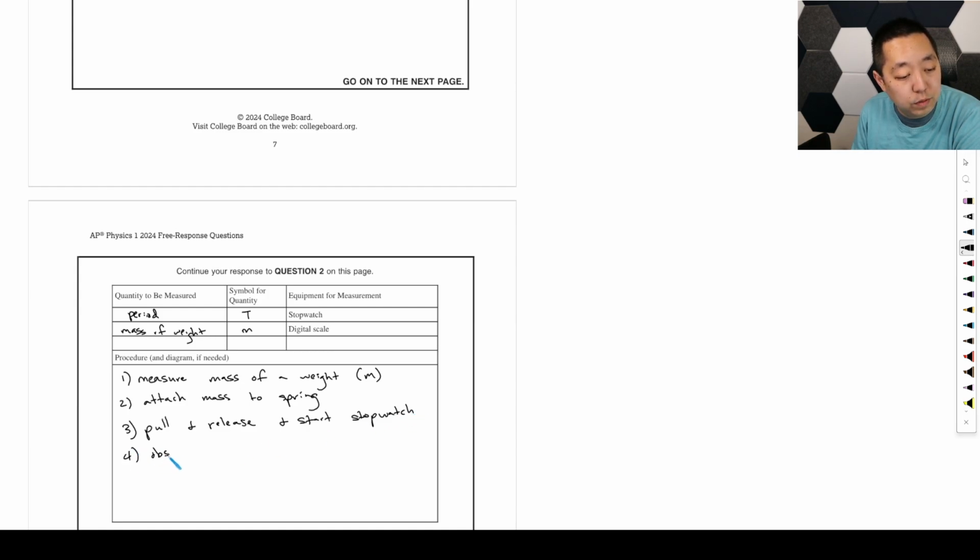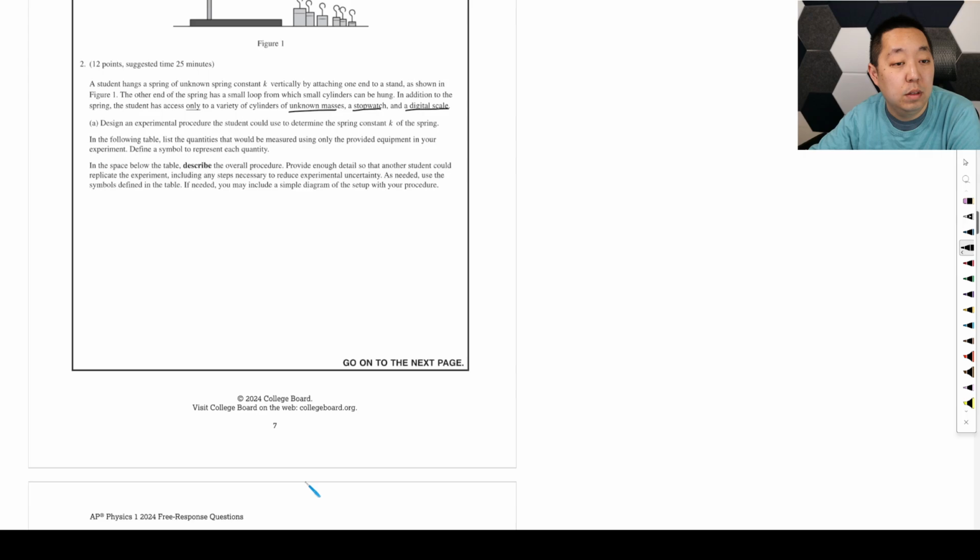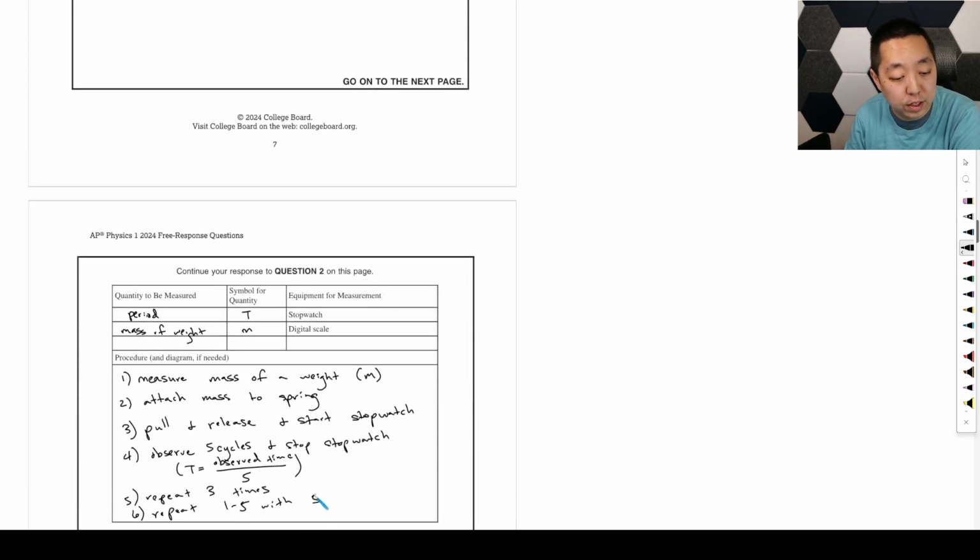I like to say you don't have to observe more than one cycle; you can observe one cycle up and down once. I'm going to observe five cycles because I think it's a little bit more accurate, and stop the stopwatch, and then record T equal to the observed time divided by 5, just to note that. And then step 5, we're going to repeat 3 times, just for accuracy. And then step 6, we are then going to repeat steps 1 through 5 with multiple masses. We'll just do 5 different masses.